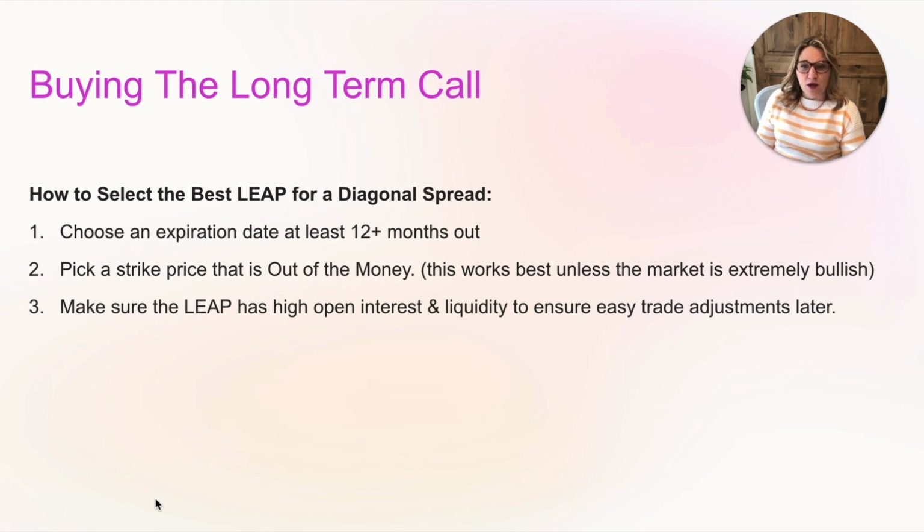And number two, pick a strike price that's out of the money. And this works well unless the market is extremely bullish. And number three, make sure the LEAP has high open interest and liquidity to make sure that trade adjustments are made easily later. Again, if we are trading a monopoly or an industry dominator, a stock with those types of characteristics, you're going to be fine.